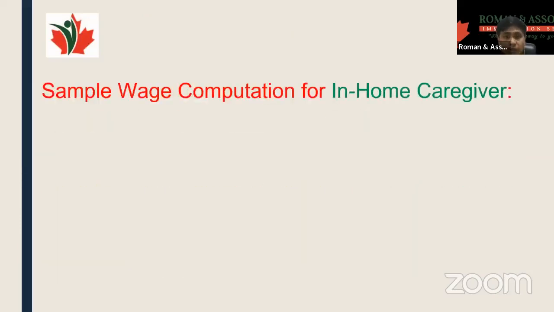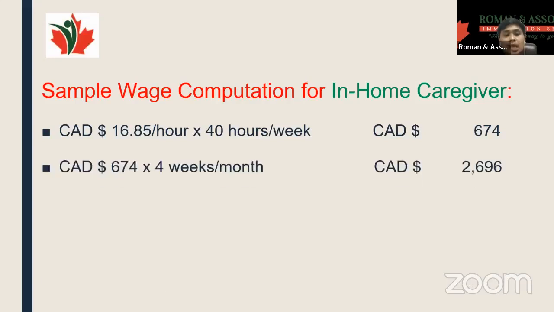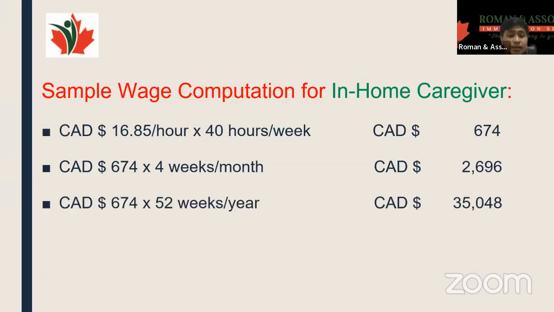So of course, if you're working as an in-home caregiver in Canada, working 40 hours a week and earning as much as 16.85 per hour, your earning is 674 in a week. In a month, you're earning as much as 2,696. And in a year, you're earning as much as 35,048 Canadian dollars.